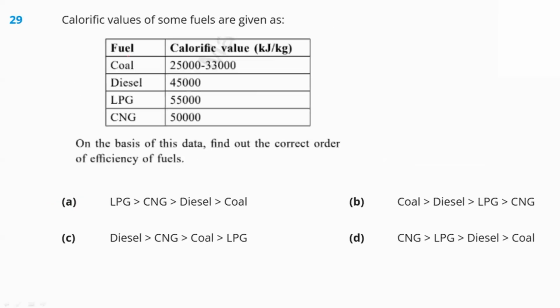Next, calorific values of some fuels are given below. On the basis of this data, find out the correct order of the efficiency of fuels. So definitely, the greater the calorific value, the more efficient the fuel.